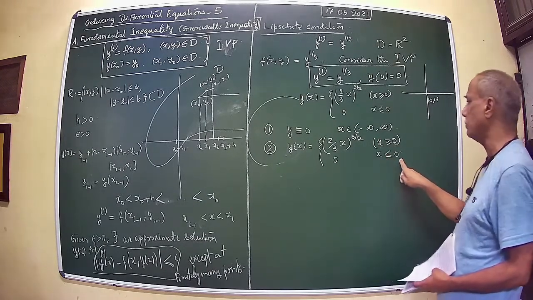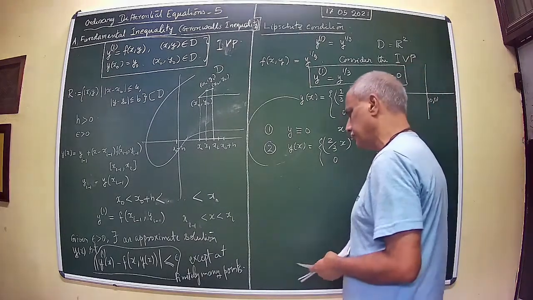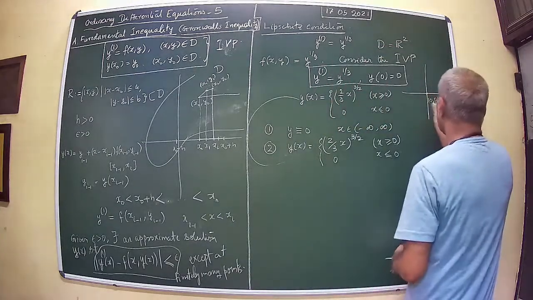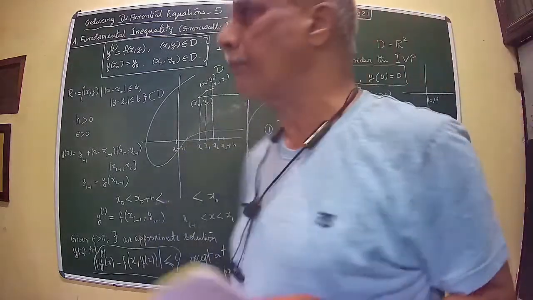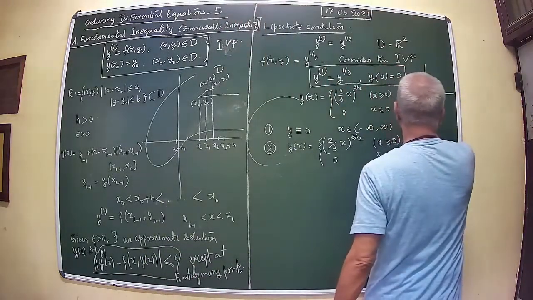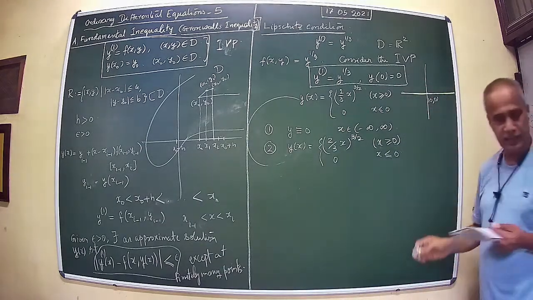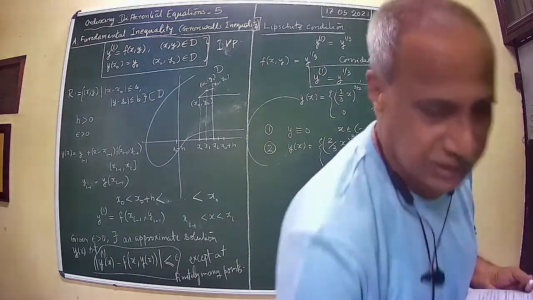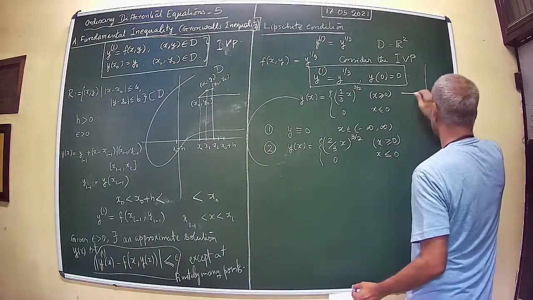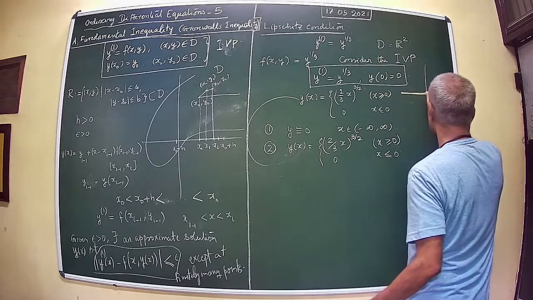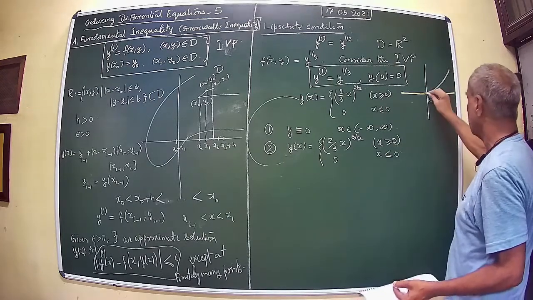But at the same time, you see that at x equal to 0, it is well defined and it is differentiable. So there are two functions coming up as a solution for this initial value problem. Namely, this is y identically equal to 0. Then there is another solution which has a graph something like this.